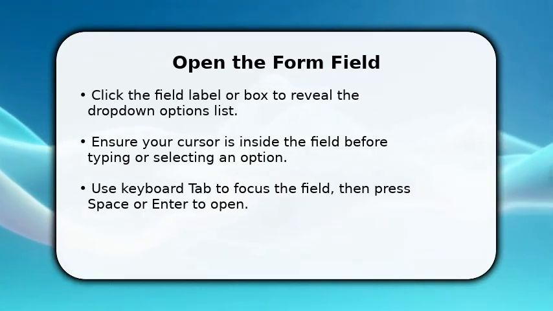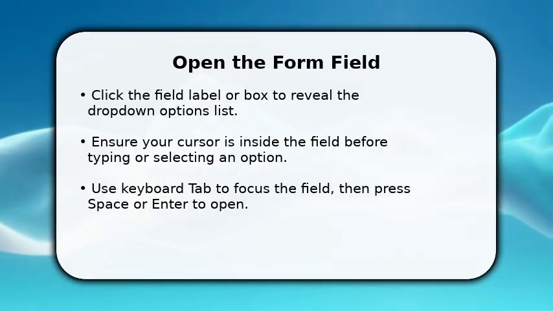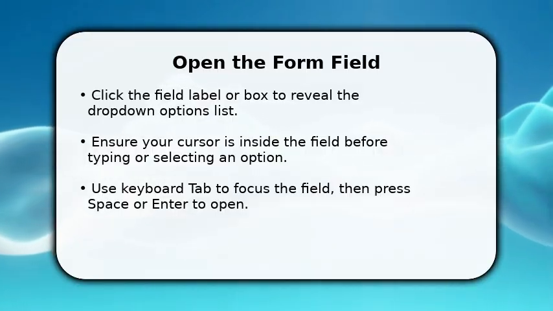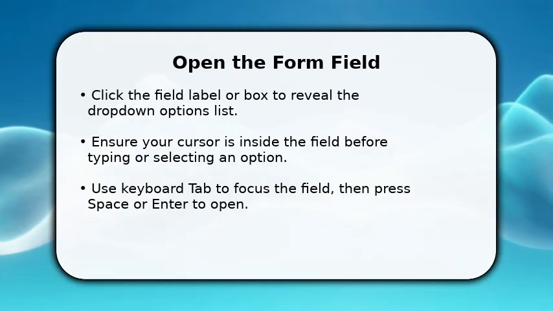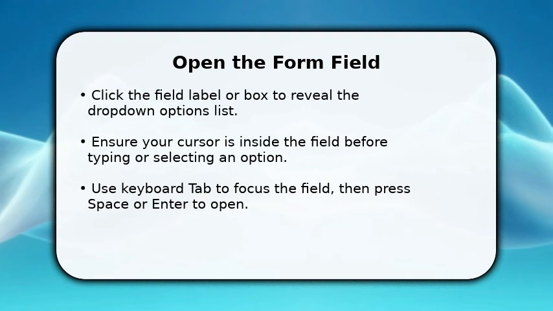If the drop-down supports typing, begin typing the first few letters to filter matching items. Use Keyboard tab to focus the field, then press space or enter to open the menu. On touch devices, tap the box once to expand the choices and reveal scrollable options.